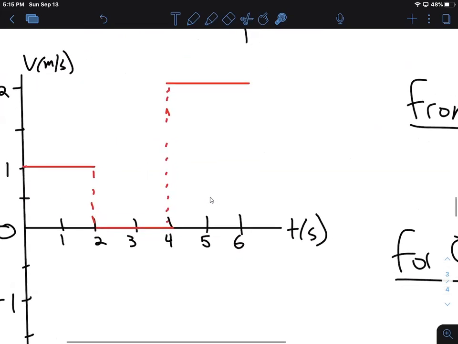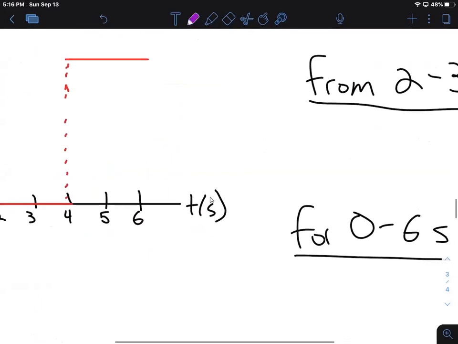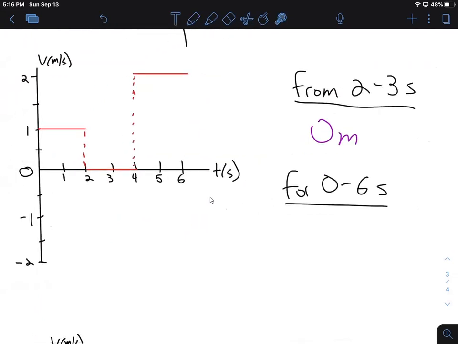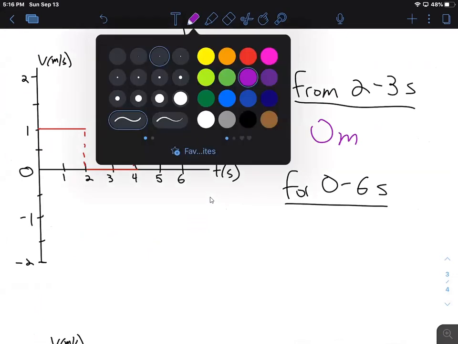This is a little bit of a trick right off the bat. 2 to 3 seconds, there's no area here. The line is right on the axis of the graph, and we're finding the area to the axis, basically. So here, my displacement is 0 meters. During that time interval, it doesn't go anywhere. It has no velocity. All right, 0 to 6 seconds.